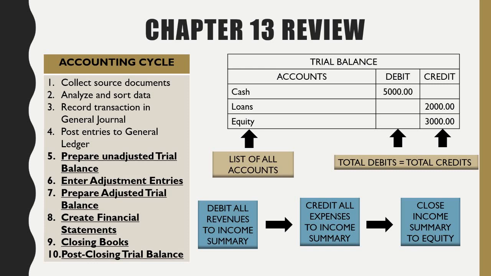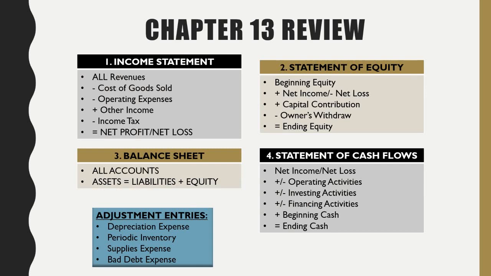So again, chapter review: you need to know the steps. It is important because we are going to complete the whole accounting cycle. Understand that the goal of a trial balance is to have your debits match your credits. When we close out, we're going to close out all of our revenues into the income summary, and then close out all our expenses into the income summary. And the last step is to close out our income summary into our equity. And then here are the last four financial statements and adjustment entries, the typical things that you would see.